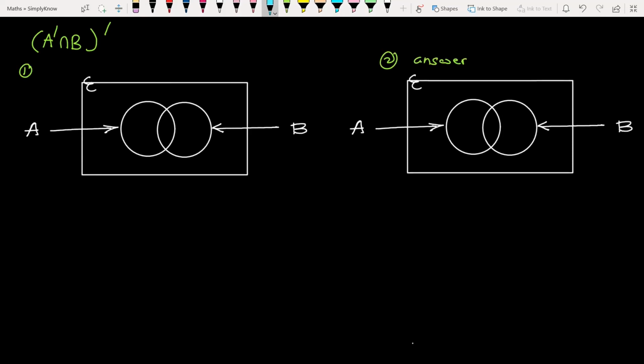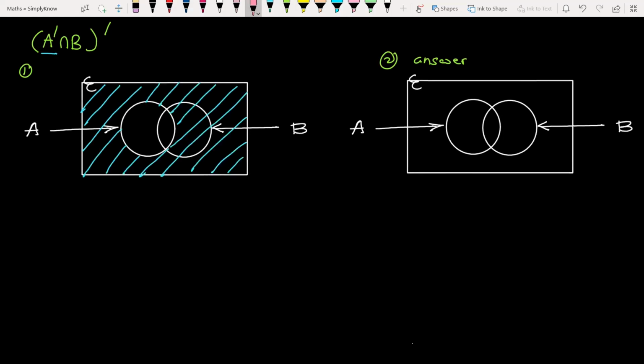So I'm going to use blue and shade A complement. A complement is everything except A. Then let's use another color. Here I use pink. And let's shade everything in B. Now what is our region A complement intersection B? It's this area. This region that is shaded twice.